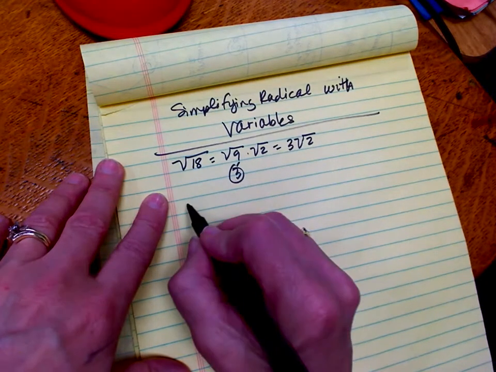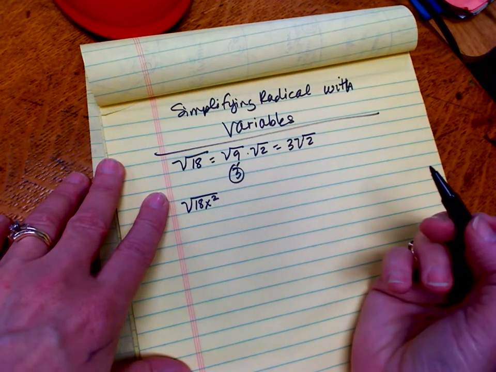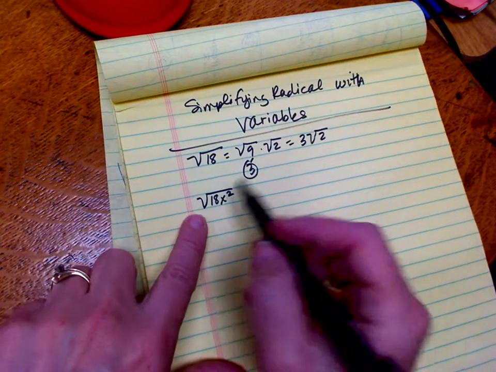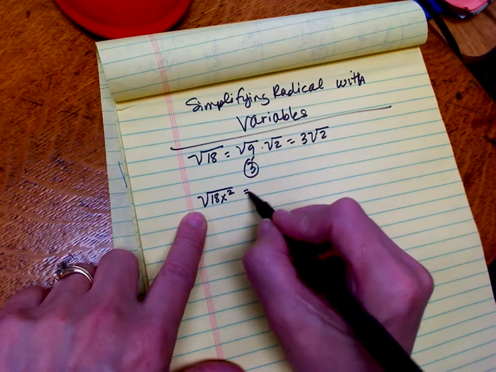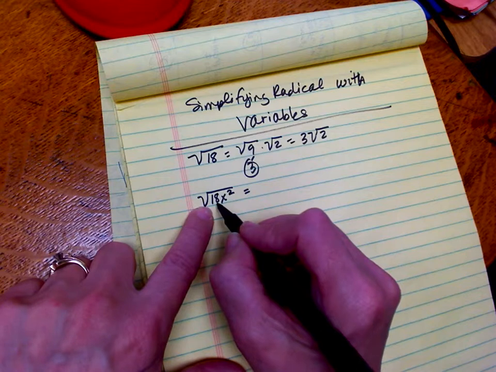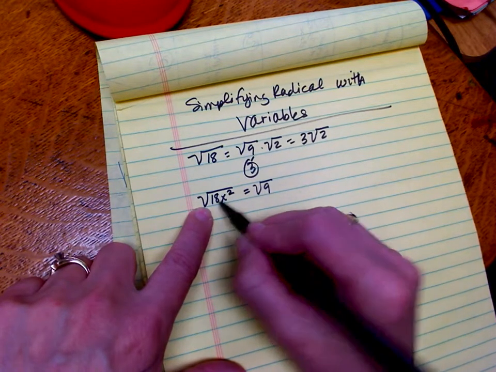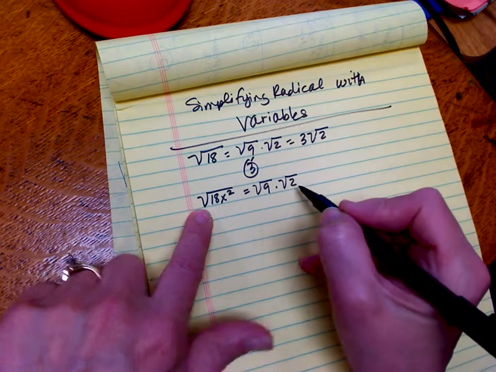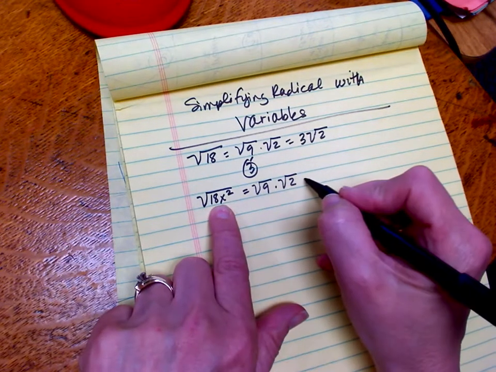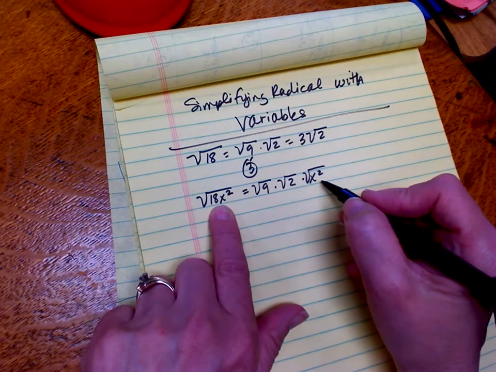If we have a problem like this, the square root of 18 x squared, I would recommend splitting this apart. First look at the square root of 18. Is 18 a perfect square? No. So break that apart, still the square root of 9 times the square root of 2. But then break this apart: this is going to be the square root of x squared.